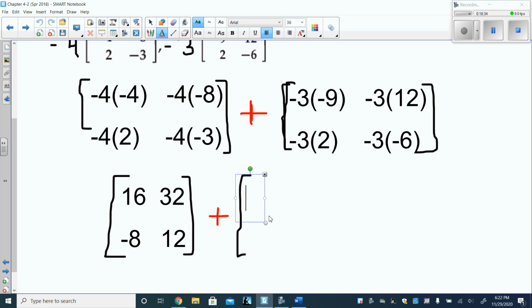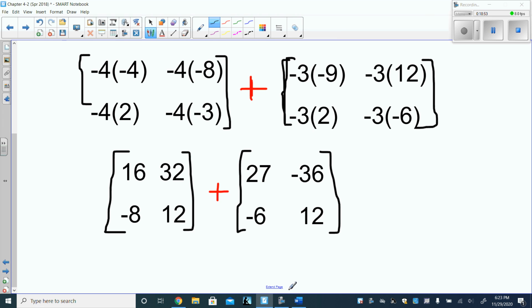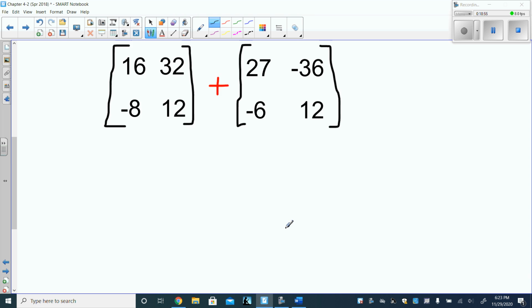Well, negative 3 times negative 9 would be 27. Negative 3 times 12 would be negative 36. Negative 3 times 2 would be negative 6. And negative 3 times negative 6 would be 12. So we multiplied by our scalar. Now the last thing we need to do is just add.